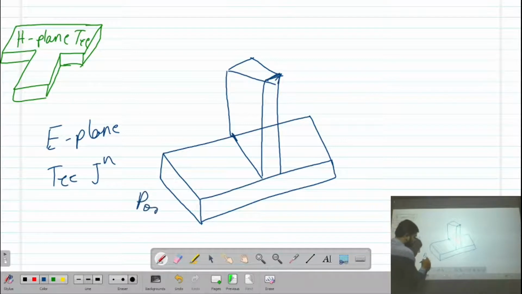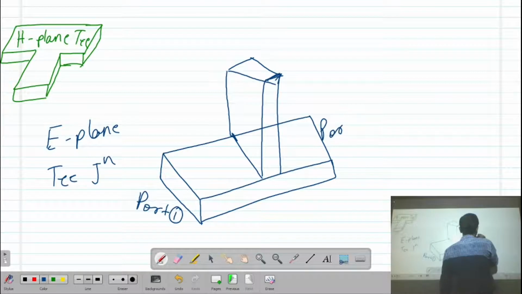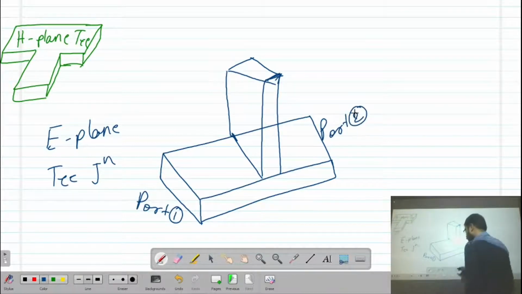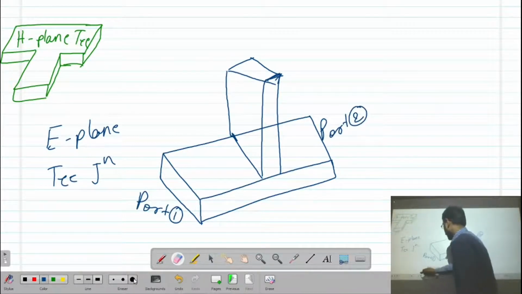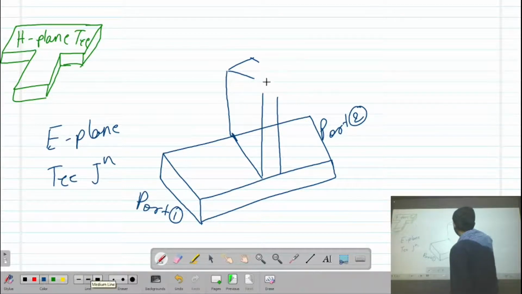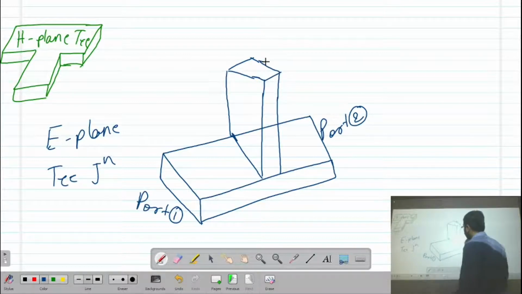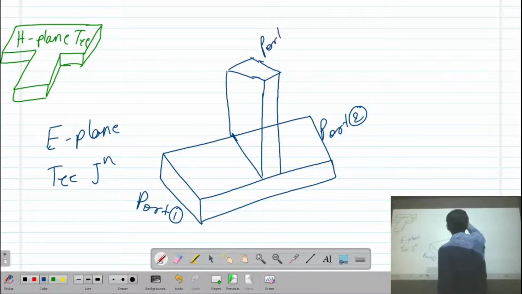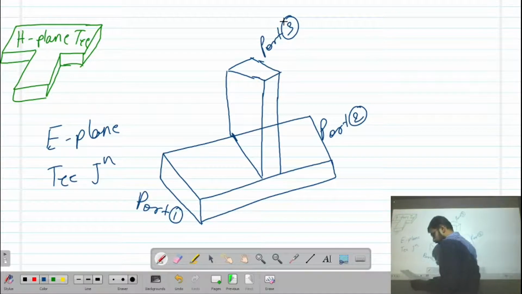This is port 1, this is port 2. This is being more congested. Let me draw it again. Okay, I think now this is clear. This is port 3. Okay, this is port 3.